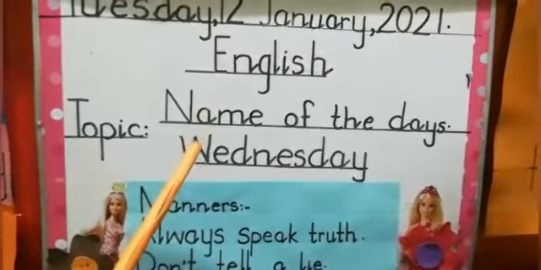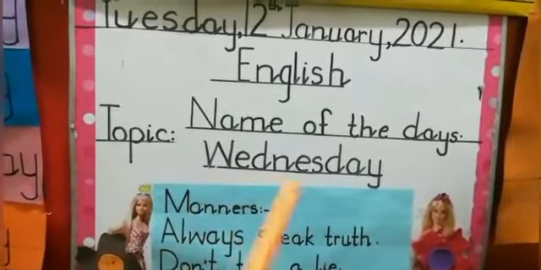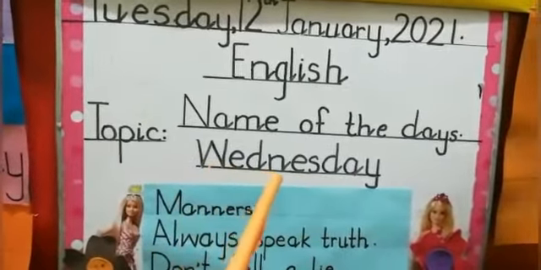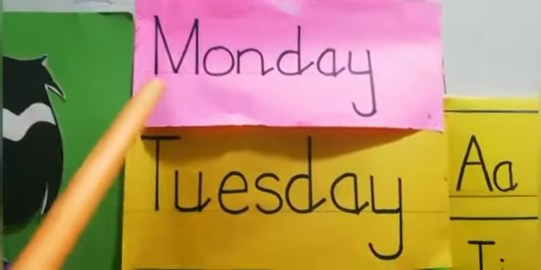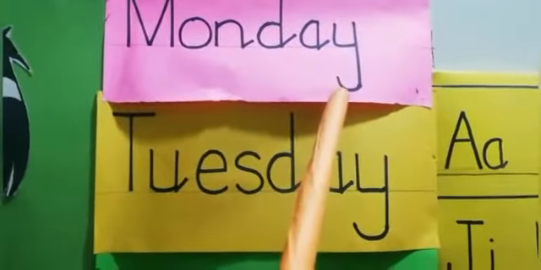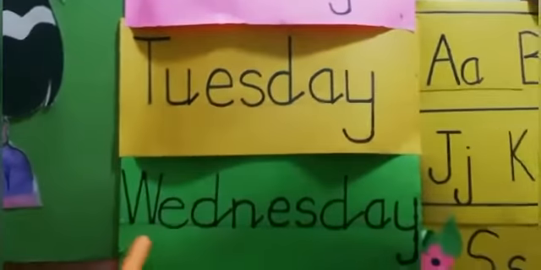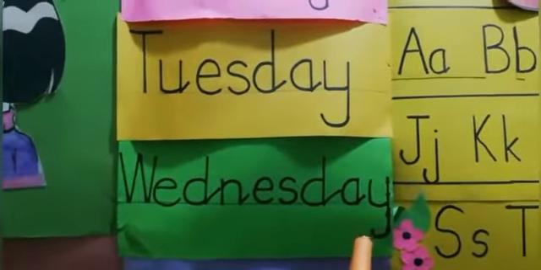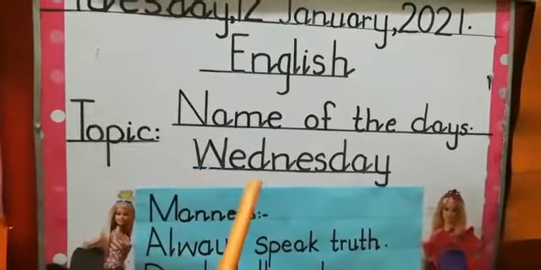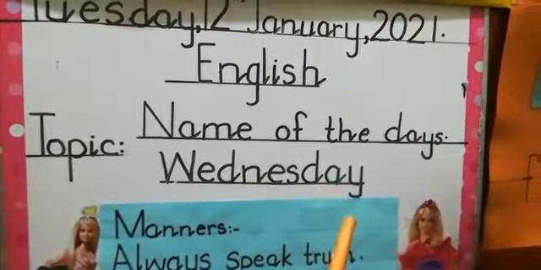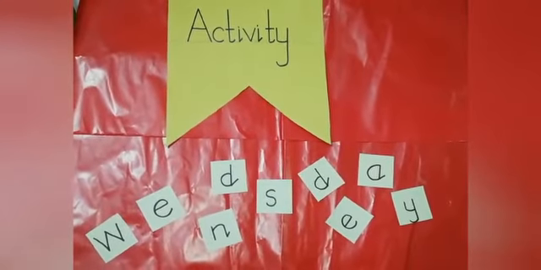Students, today our topic is name of the days. Today our new word is Wednesday. Wednesday, day Wednesday. Revise name of the days: Monday, Tuesday. Wednesday, day Wednesday. Learn the spelling of Wednesday. Wednesday, day Wednesday. Let's start the activity.